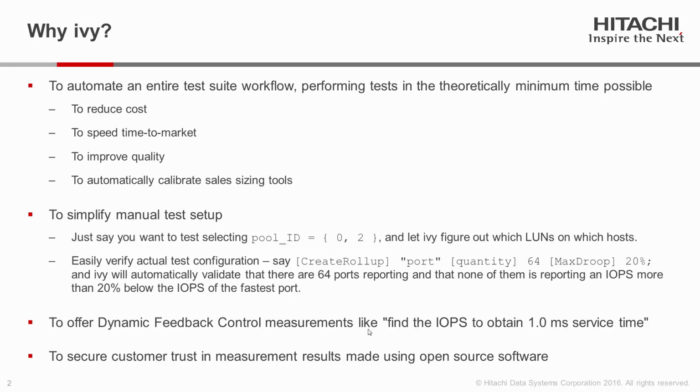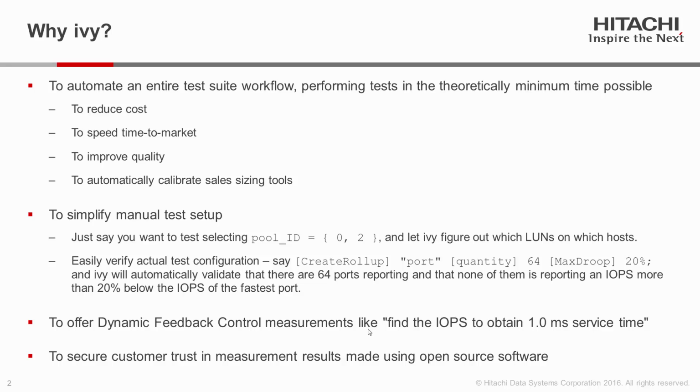My long-term goal is to automate performance testing, so we want to be able to have a workflow engine to automate a test suite workflow. And we want to use the dynamic feedback control feature to perform tests in the theoretically minimum time possible. And through a combination of these two, we can substantially reduce test time and test cost. We can improve time to market. We can significantly improve the quality of the measurements that we make, and we can automatically calibrate sizing tools.